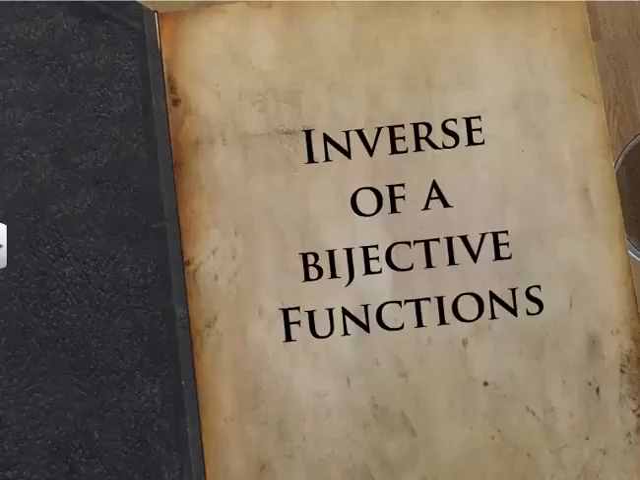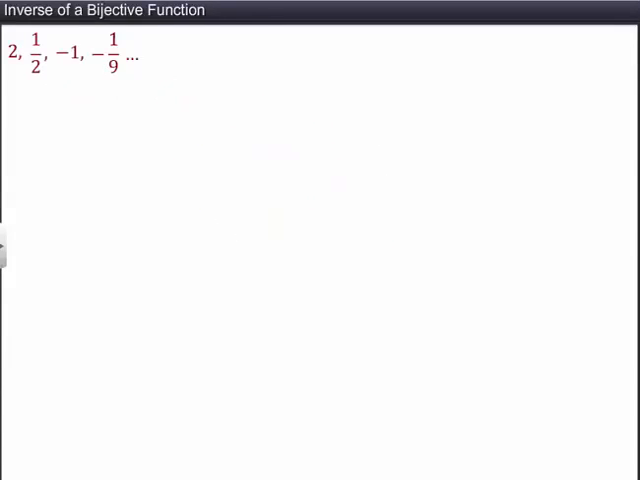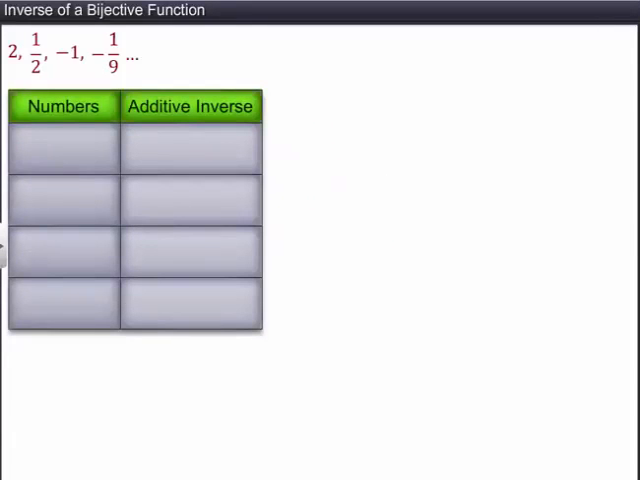In this module, you will study the inverse of a bijective function. Right from your school days, you learned to find the inverse of real numbers. For example, the additive inverse of 2 is -2. The additive inverse of 1/2 is -1/2. The additive inverse of -1 is 1, and the additive inverse of -1/9 is 1/9.